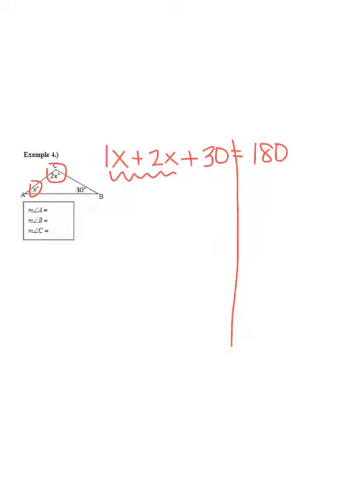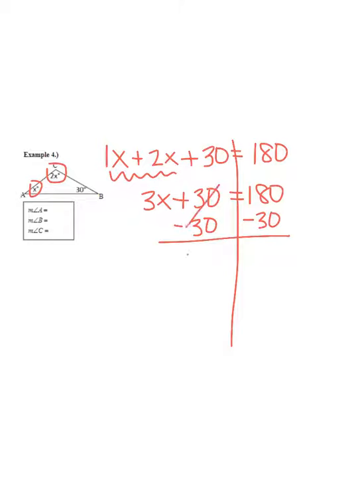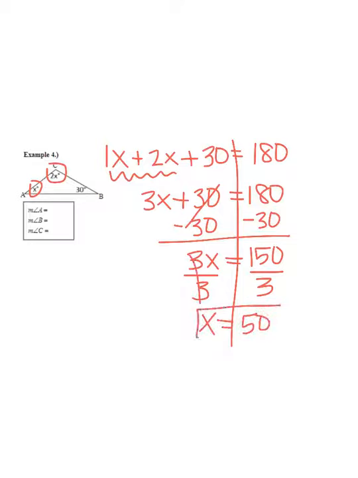1x plus 2x is 3x. Bring down your plus 30 equals 180. Subtract your constant from both sides. So subtract 30 and we'll get 3x equals 150. Then you're going to divide by 3. 150 divided by 3, x must be 50. If they tell you just to find x, then you're done.